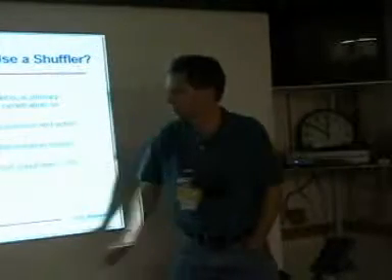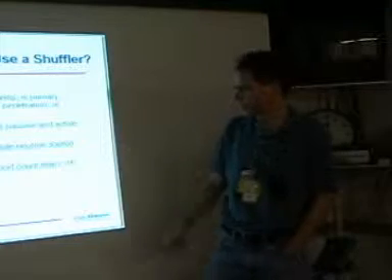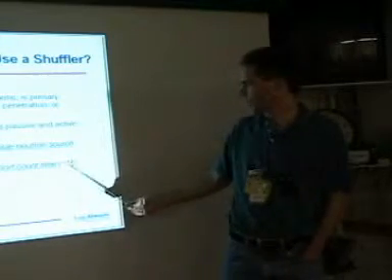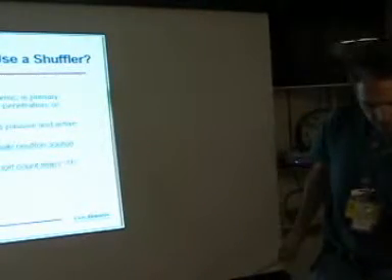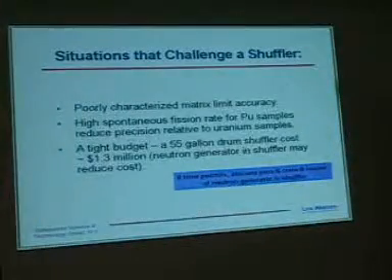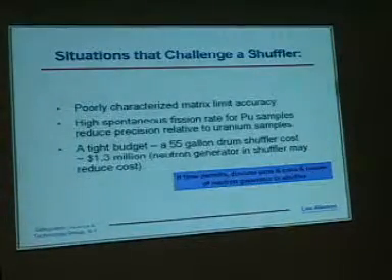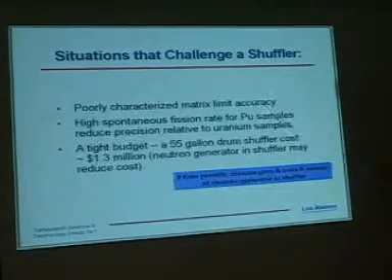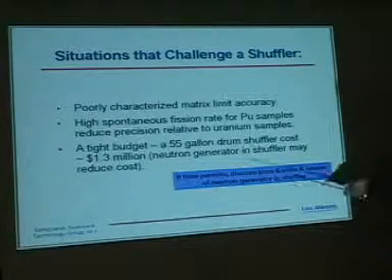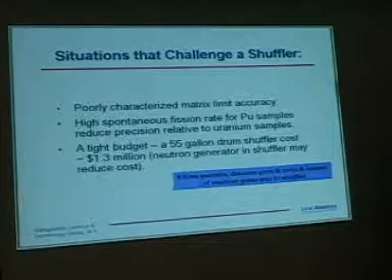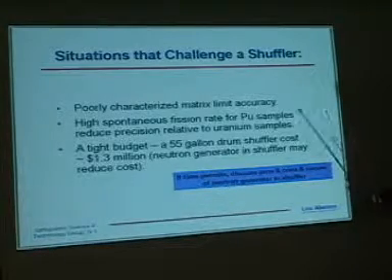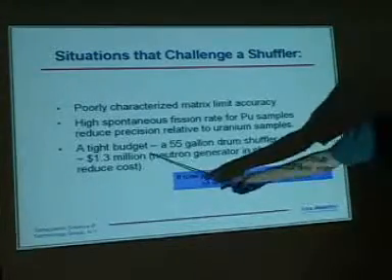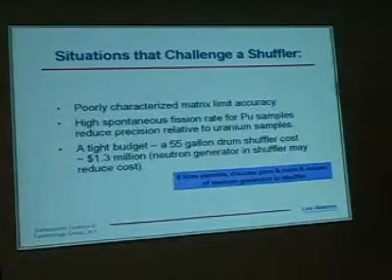I've mentioned a couple of times that we can do fissile material in the presence of high spent fuel context. And then also just emphasize that you get high precision in a relatively short count time, which is another reason people want a shuffler. Situations that challenge a shuffler: number one is the poorly characterized matrix, so when you don't know how much poly or moderator is in there. High spontaneous fission rates are going to limit you. Conceptually, I said you can always overpower it, but realistically you're not going to be able to get as strong a source as you need in all cases. Also a tight budget: it's among the most expensive diagnostics there is.